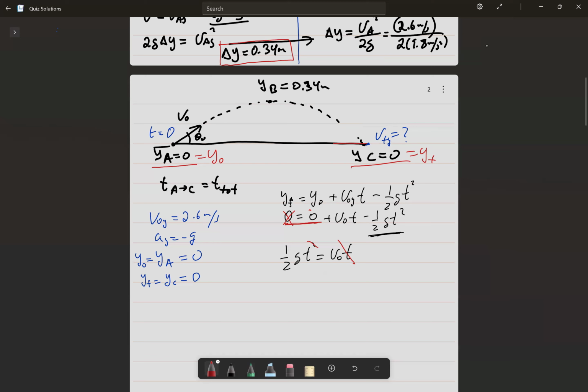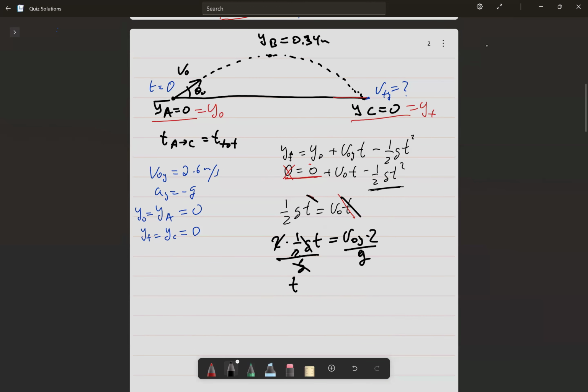But here I cancel the time because we don't have anything like that, so the object actually lands on the ground. Canceling t on the right side and one of the t's on the left side because it's t squared, I end up with 1/2 gt equals v naught y. Then I multiply both sides by 2, then divide both sides by g, which allows me to get rid of everything but time on the left side. And time equals 2 times initial velocity in the y direction divided by g.